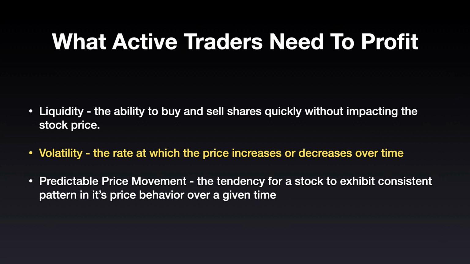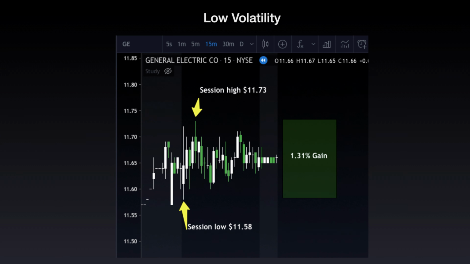The second step is to look for stocks with strong price movement. We call this movement volatility, and it's the measure at which the price increases or decreases over a period of time. If a stock only has the ability to move from 1158 to 1173 for the entire day, then there isn't really enough room to make a decent profit. So a stock that has low volatility isn't something that we really want to trade, because you would have to almost be perfect at buying at the very bottom and selling at the very top just to get a small gain. And that could be quite difficult to do.